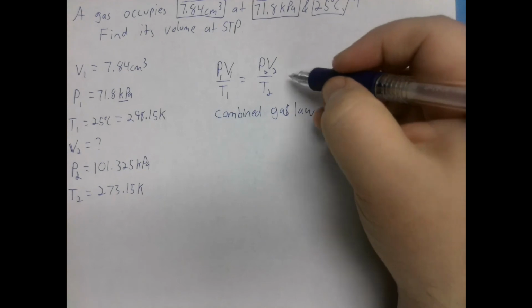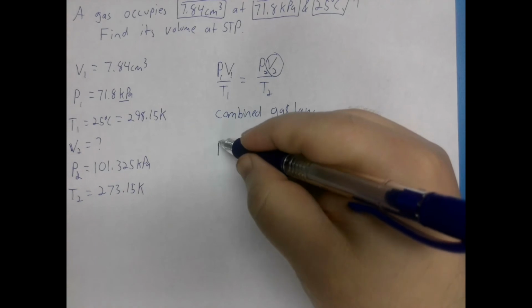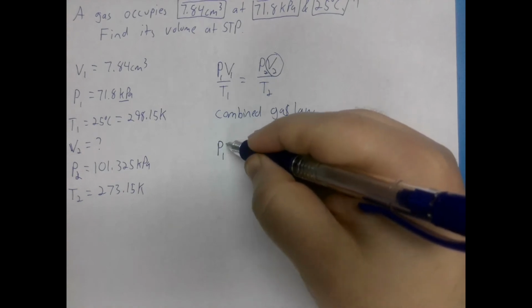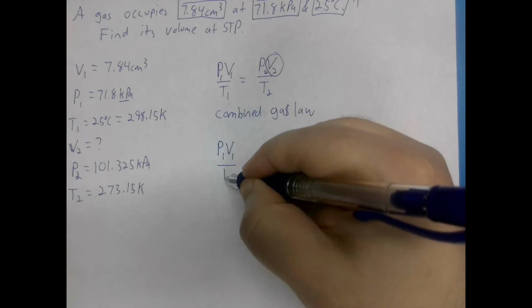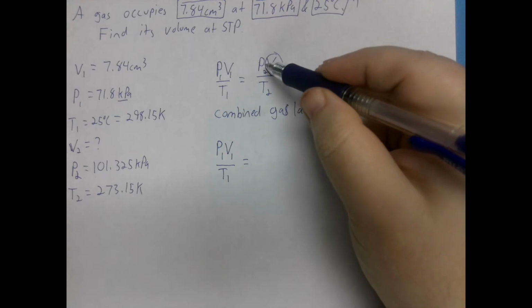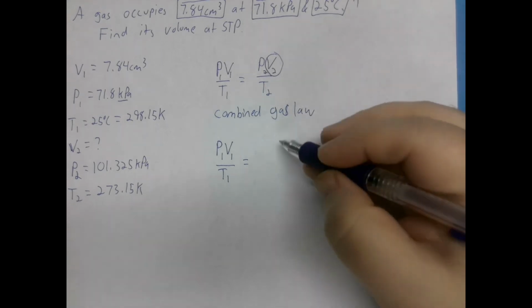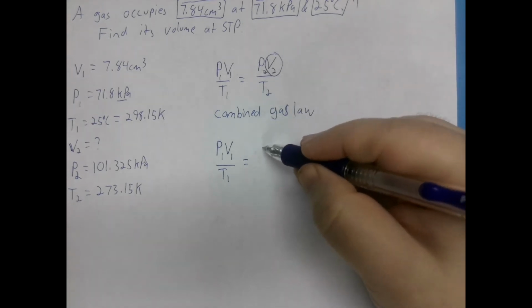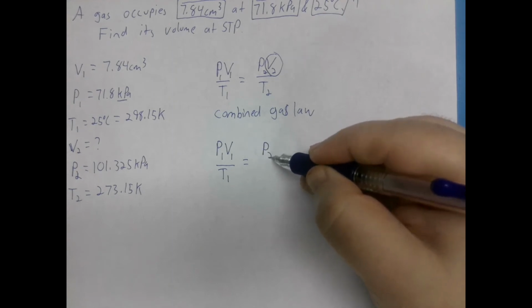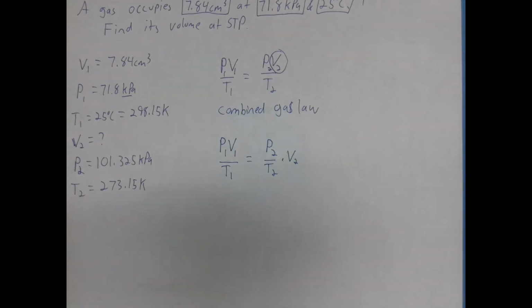And we are solving for V2 again. So here's an algebra trick for you. P1, V1, T1, and so again, you can change up the order of operations for multiplication and division because they're the same level in PEMDAS. So that means we can take this and write it as P2 divided by T2 times V2.